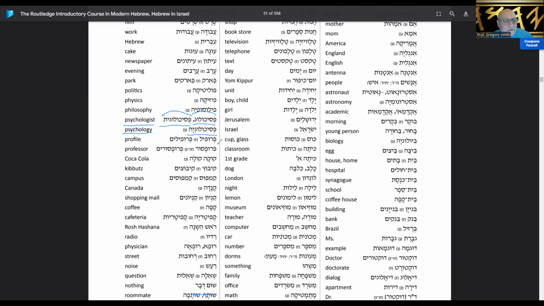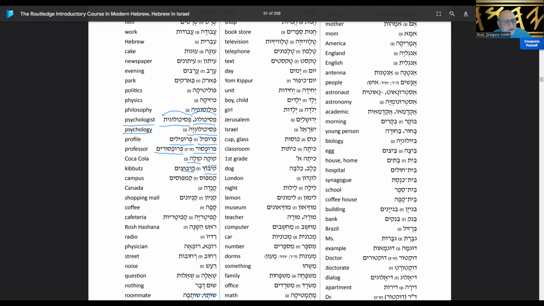Okay, how about look at this here. This is a transliteration, profil. I wonder, yeah, it looks like it's profil, for profile, profilim. Okay, I don't remember that one even being in there. Professor. Okay, so that's a transliteration. Professorim, that's multiple professors, right? Here's a transliteration, Coca-Cola for the soda pop, Coca-Cola.